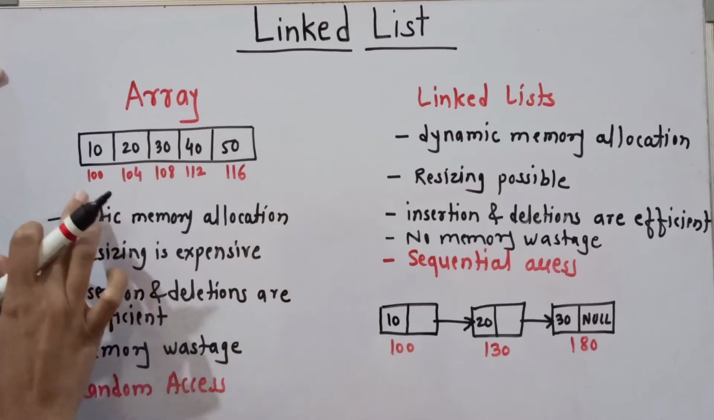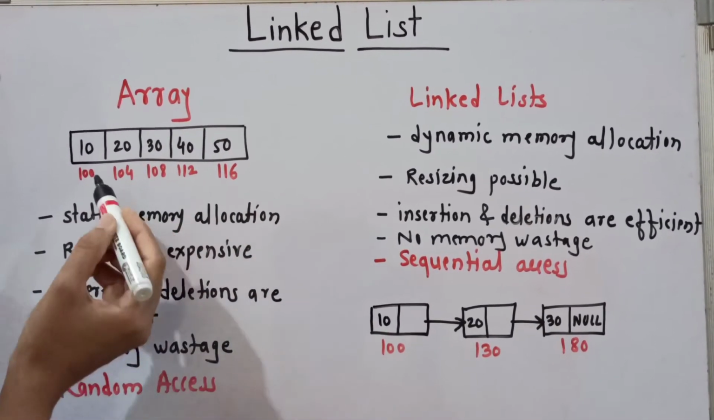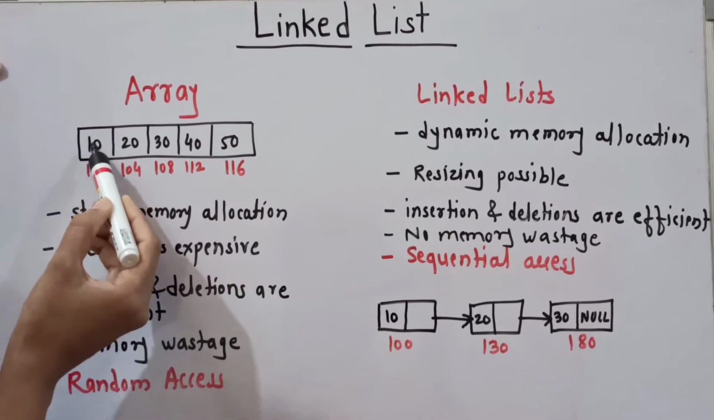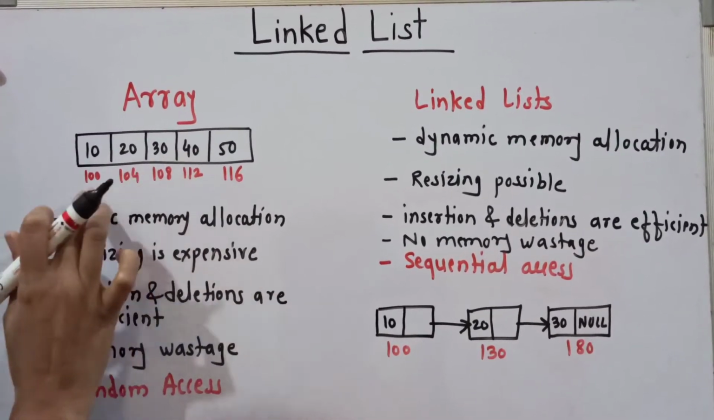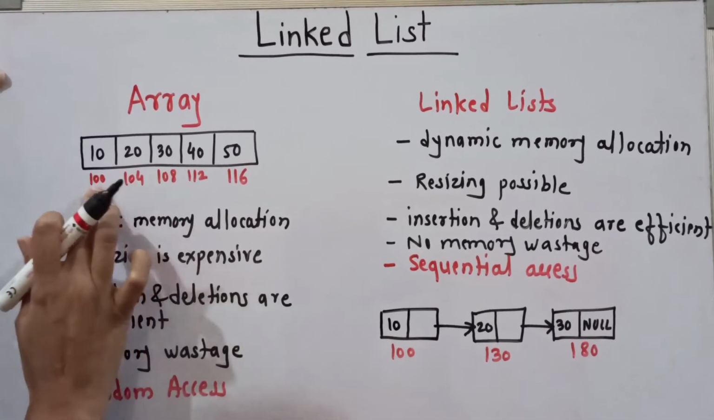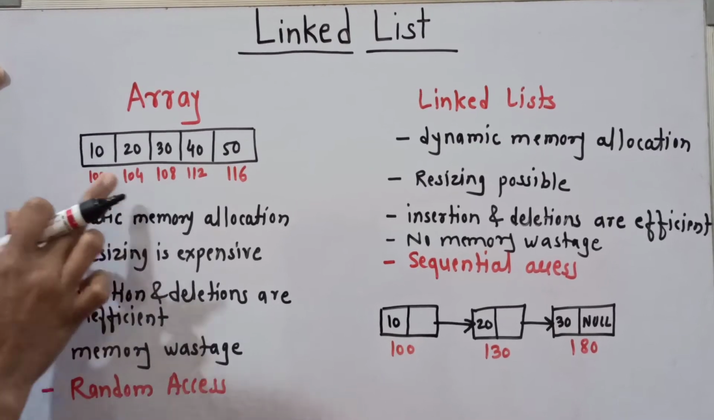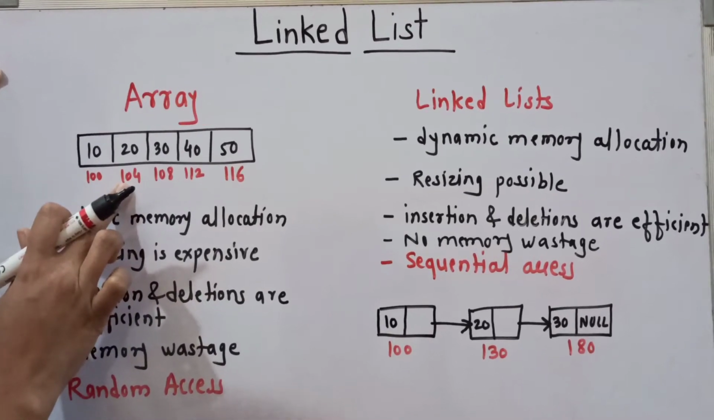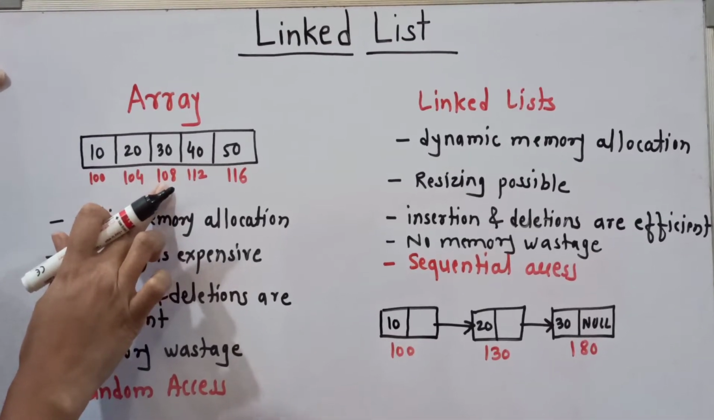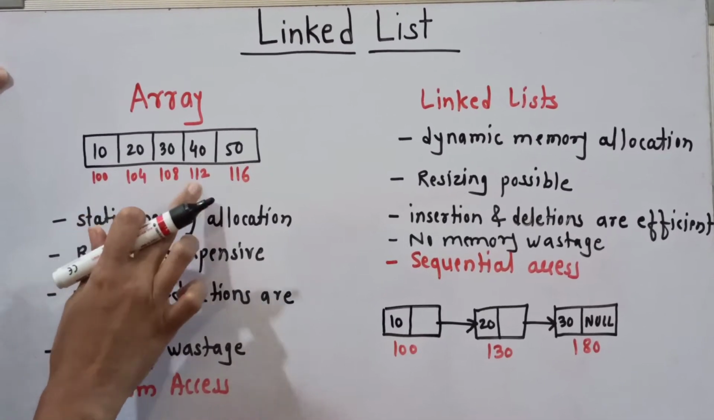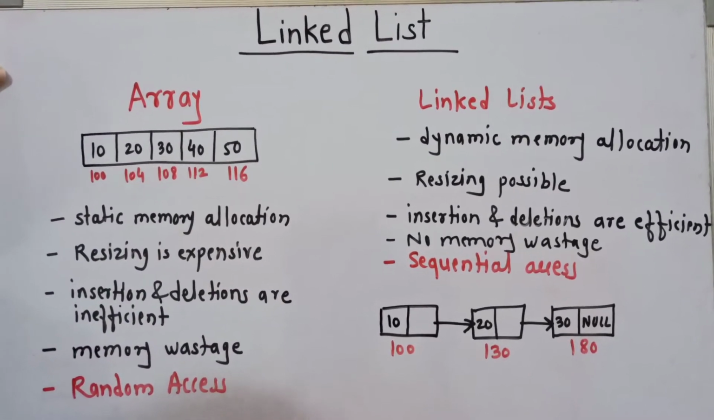Array is nothing but what? It is a collection of elements of the similar data type. Like in the example, here I am collecting integer data. And if you see, all elements are present in contiguous memory locations. So as the first address is 100, the second element is immediately present at the 104 location. The third element is immediately present at the 108 location. So this is the memory representation of an array.